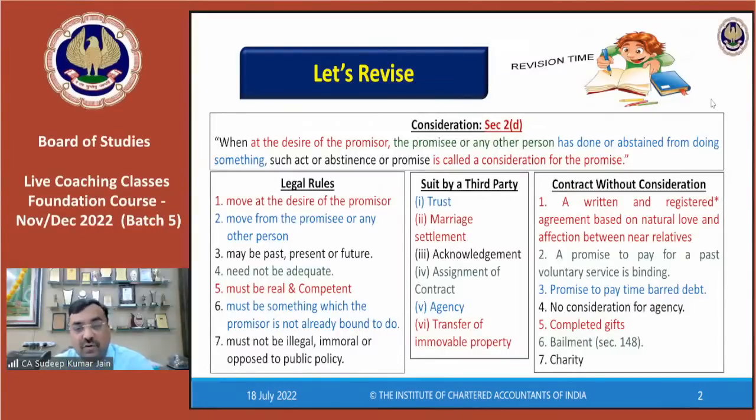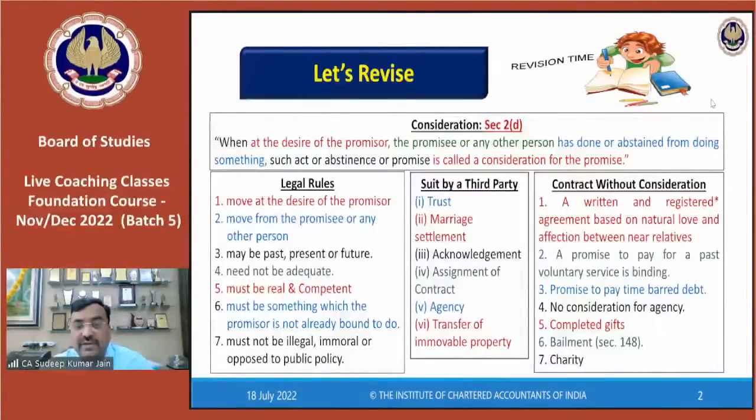The following are the cases in which a third party, which is not a party to the contract, can still file a suit for consideration. First is in case of trust, the beneficiary can claim. In case of marriage settlement, in case of acknowledgement of liability, in case of assignment of contract, in case of agency, and in case of transfer of immovable property, restrictive covenants running with the land.